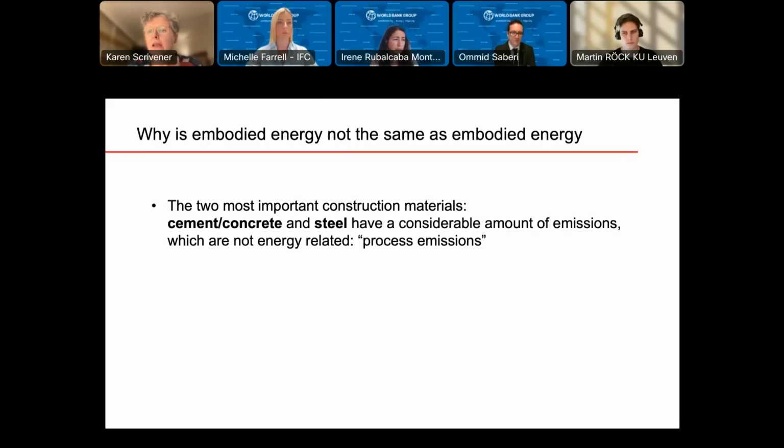Now, in a nutshell, the reason that we have to look at embodied CO2 rather than just embodied energy is that the two most used construction materials, that's to say cement in the form of concrete and steel, have a considerable amount of their emissions which are not energy related. And these are often called process emissions.